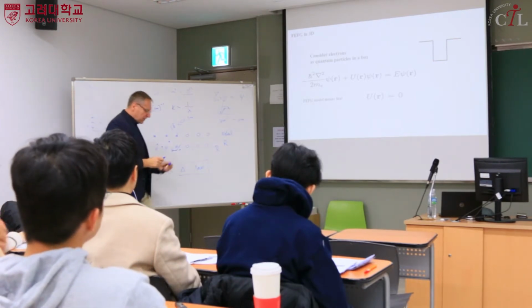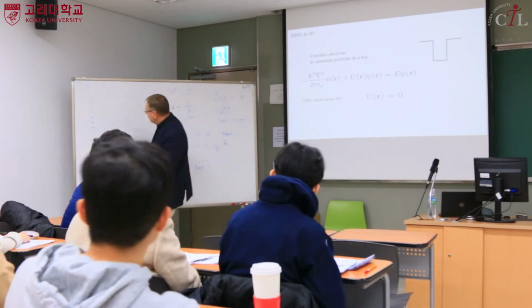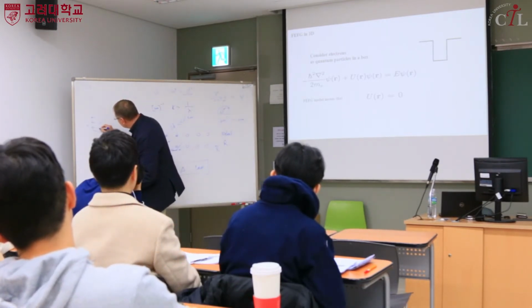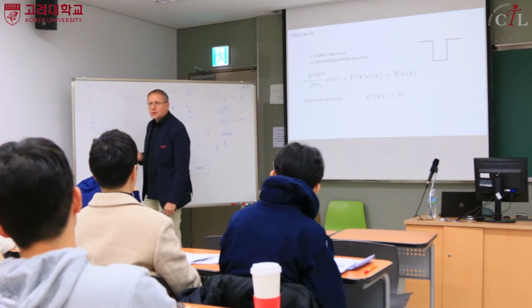But then, let me ask you a question. Why do I do it this way? Why can't I place four electrons on this orbital? Or maybe five? Why is it only two?